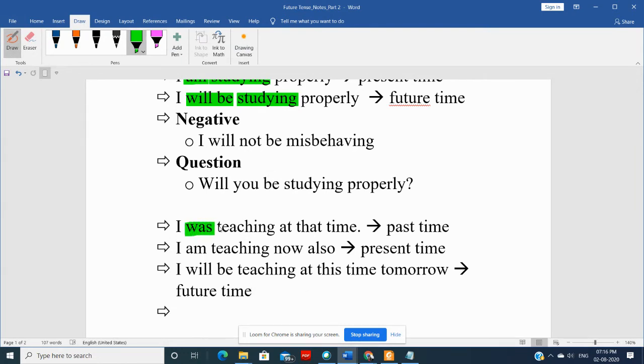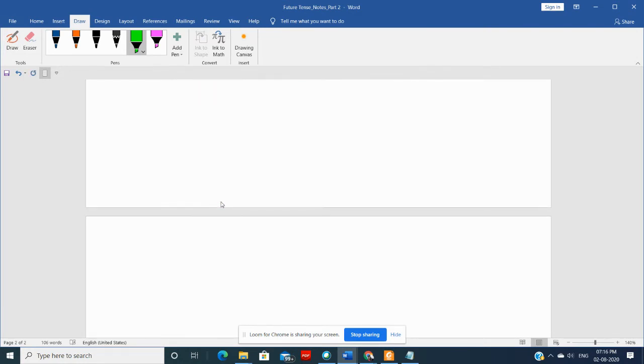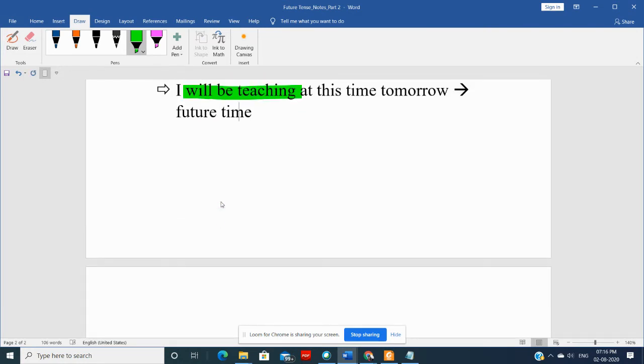Was teaching. Okay? Am teaching for present and will be teaching for future. All right? Okay. So this is how we just change our sentences. When we are very sure about something, okay, at that time we use such sentences. Let's look at some more sentences.